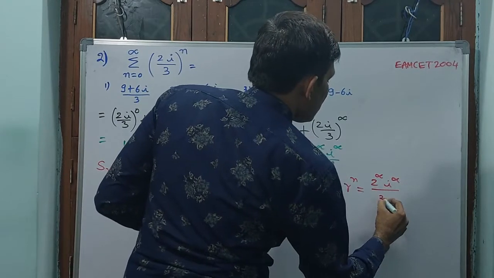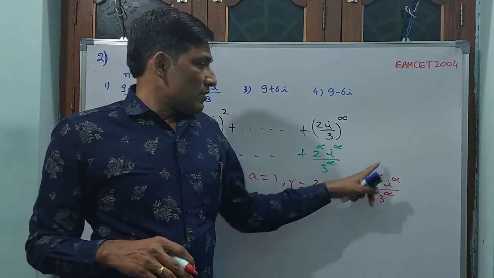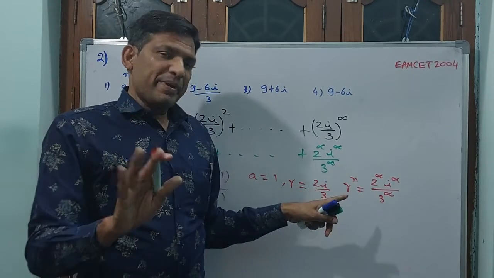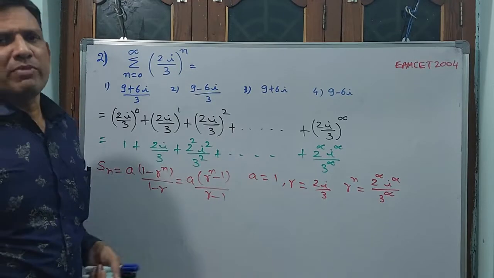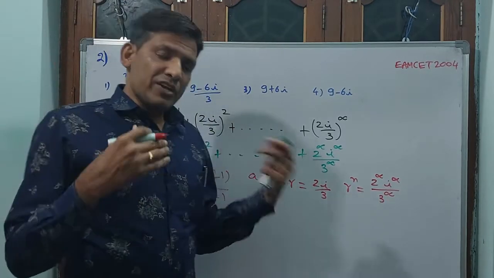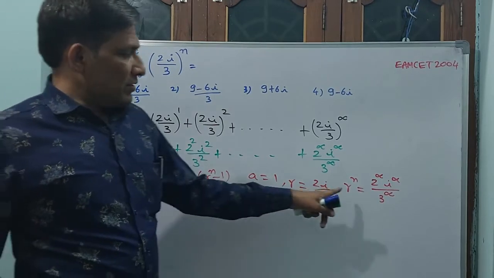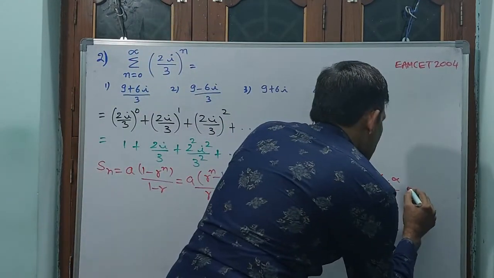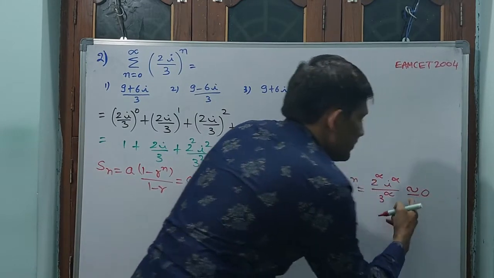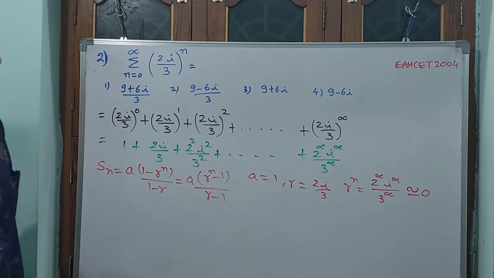Divided by 3 power infinity. If you observe carefully, forget about the numerator temporarily. The denominator, 3 power infinity, is a very big number. If you are dividing any other number by a bigger number, naturally this is going to become approximately equal to 0. See, this symbol is approximately equal to 0. Not exactly 0, but approximately equal to 0.